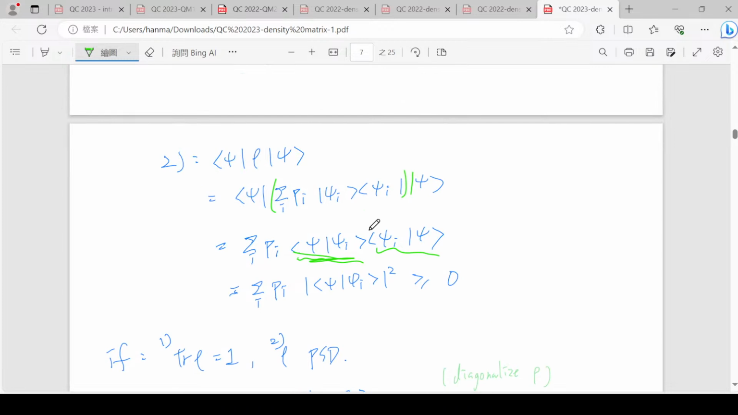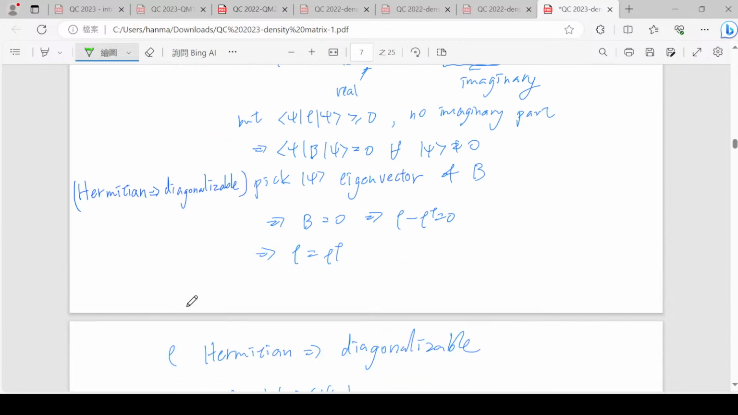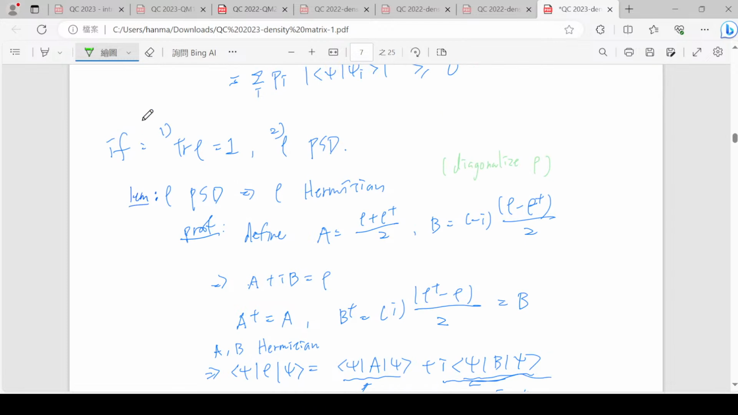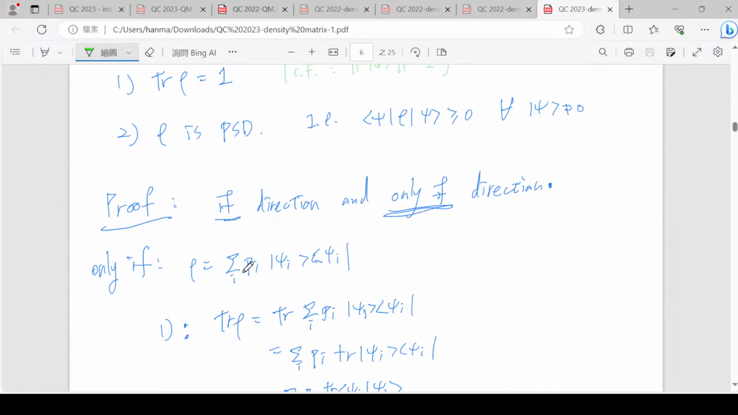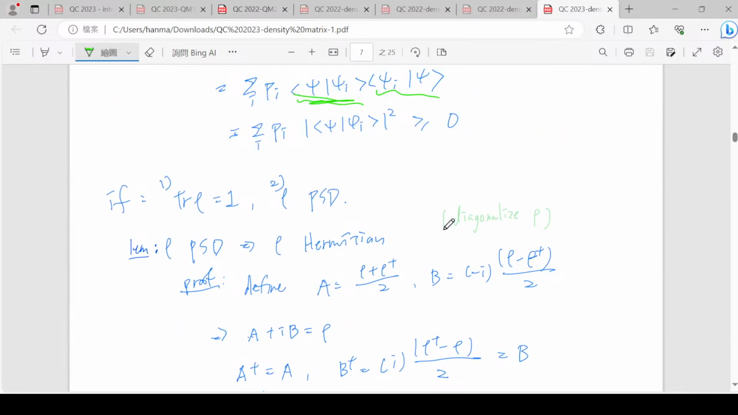Yeah, and now we go to the other direction, the if direction. And now this is a little tricky. Actually, this is not too hard, but we are being a little picky here. But we're short on time, so I guess we can skip most of the picky part. So here we have a density matrix rho that satisfies trace equal to 1 and is PSD, and we want to find the corresponding ensemble such that rho equals this form, the summation of pi psi psi dagger. And it's quite easy to find.